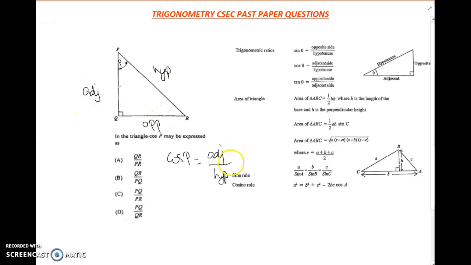Cool. So let's start to put in our sides, the lengths. My adjacent is here, which is PQ. Let's put that in. And my hypotenuse is PR. Right, and that's it. So PQ over PR, that answer is C. Great.